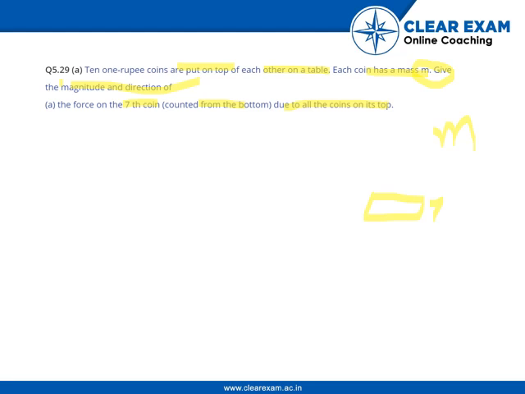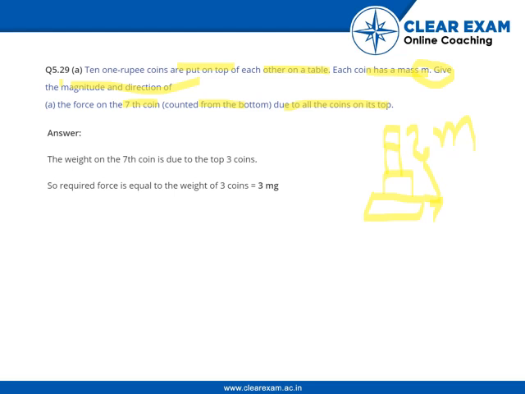This is the 7th coin. There will be the 8th, 9th and 10th. There will be 3 coins on top of the 7th coin. Therefore, the force is equal to the weight of 3 coins. Therefore, it is 3 mg. And the force is acting vertically downwards.